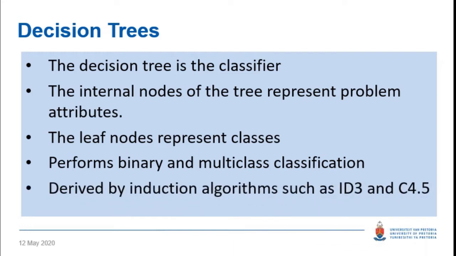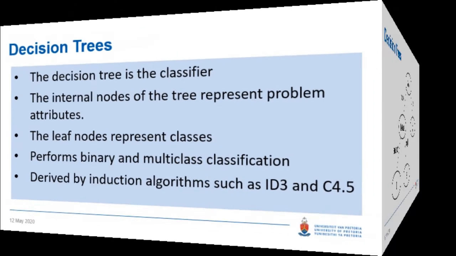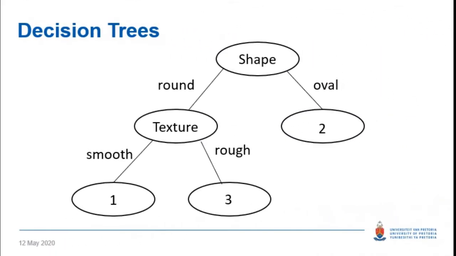How do we get to these decision trees? These decision trees are produced by induction algorithms. The most common algorithm, or the first algorithm that was used to produce decision trees, is ID3. Another later algorithm is C4.5. You'll also see later on that you can use genetic programming to produce classifiers as well. So you get an idea of what a decision tree looks like.